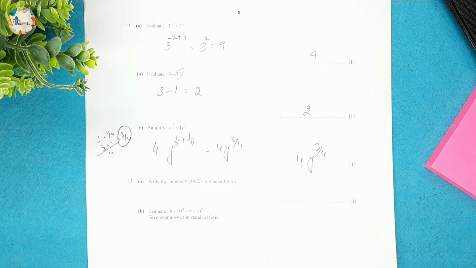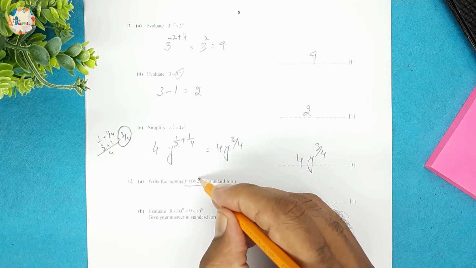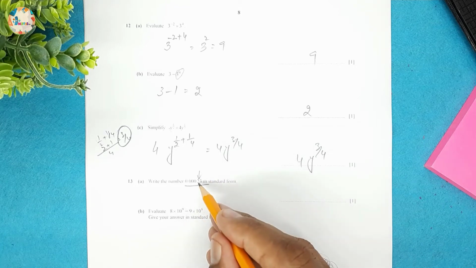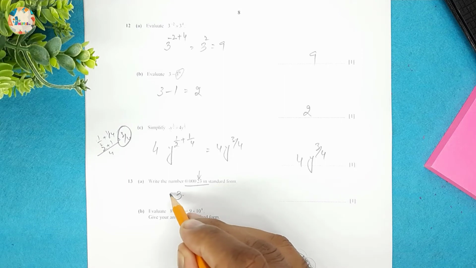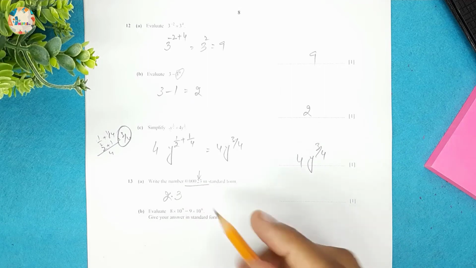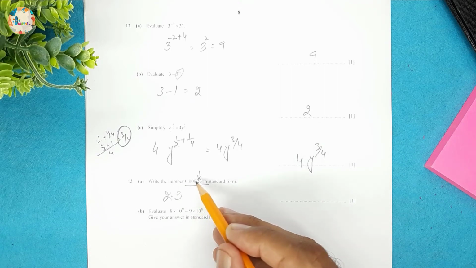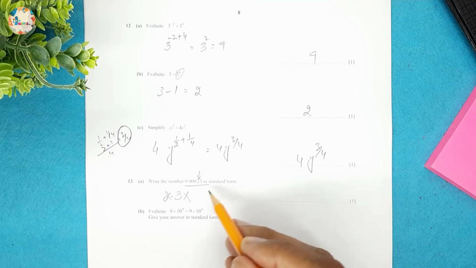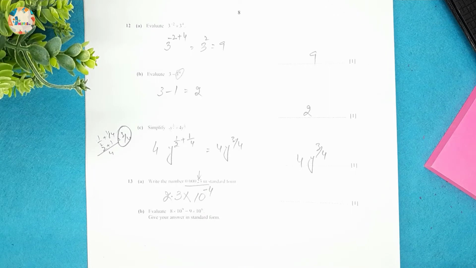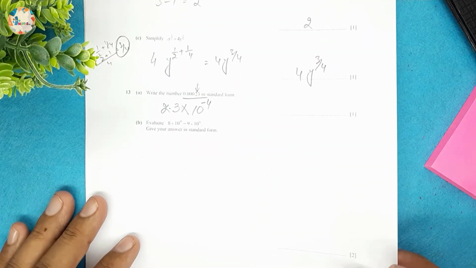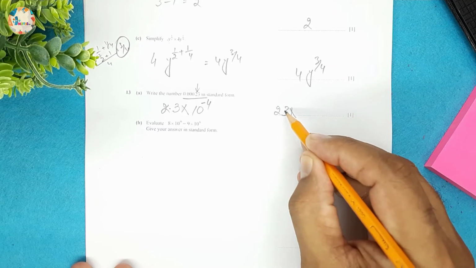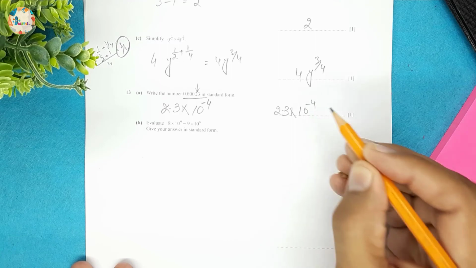Question number 13, write this number in standard form. We know that we need the decimal after the first non-zero number, so we will be shifting this decimal over here, in between 2 and 3, and 1 2 3 4 digits we will be jumping to the right. So 10 raised to minus 4, because we are jumping to the right, that's why it's minus. If we are jumping to the left, it will be positive. So our final answer will be 2.3 into 10 raised to the power minus 4.